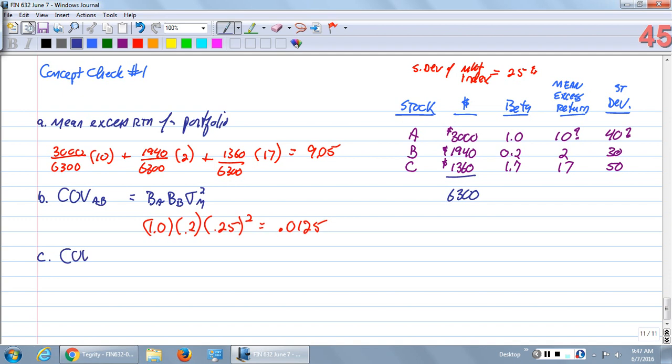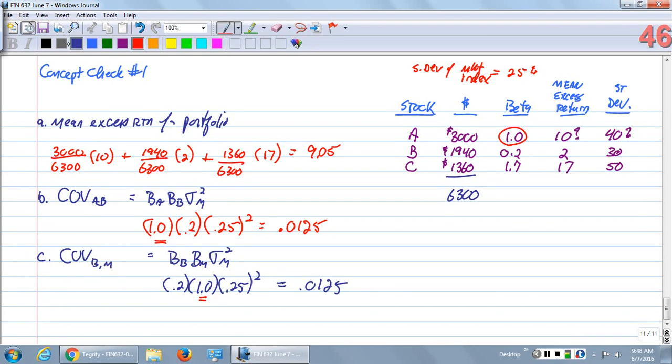What's the covariance between stock B and the index, which would be the market index? Well, we do the same thing. What's the beta of B times the beta of the market times the variance of the market? The beta of B is 0.2. The beta of the market is 1. We're going to get the exact same thing, aren't we? Because we can see that the beta for asset A happens to be 1, which is exactly the same thing that the beta of the market is. So we get 0.0125.